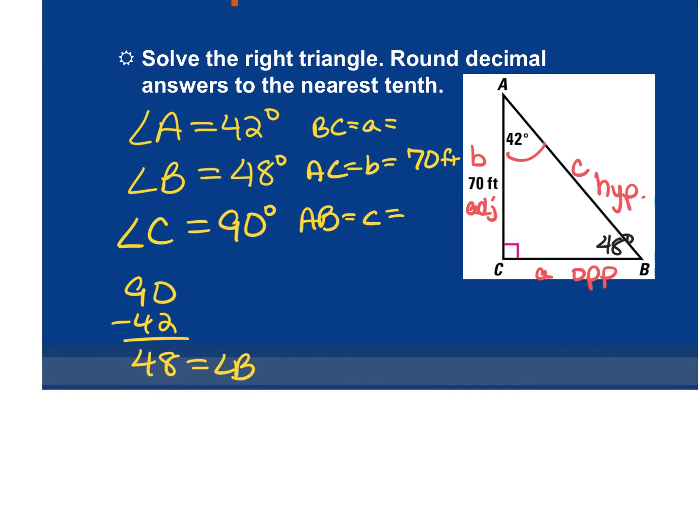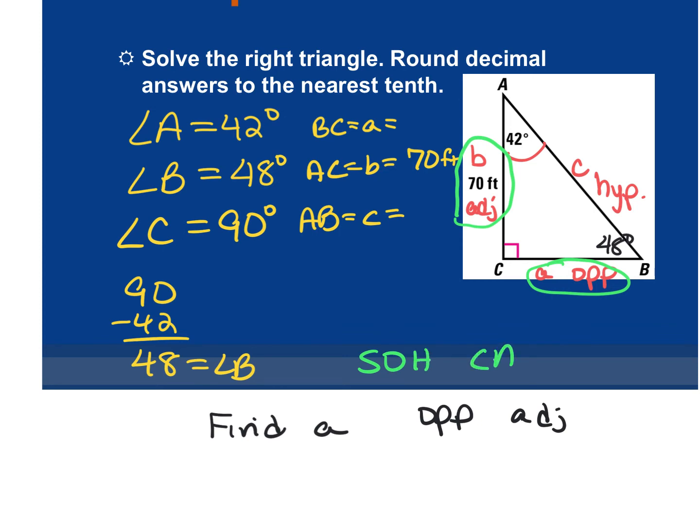So to find lowercase a, I'm going to look to see what I labeled little a to be. And little a was opposite. And then I'm going to look for the side that had the number, which was my adjacent. So now I have to figure out which trig ratio uses opposite and adjacent. If I write down my quick SOHCAHTOA here, I can see that the trig ratio that uses opposite and adjacent is going to be tangent.